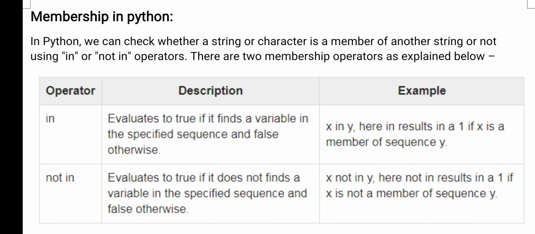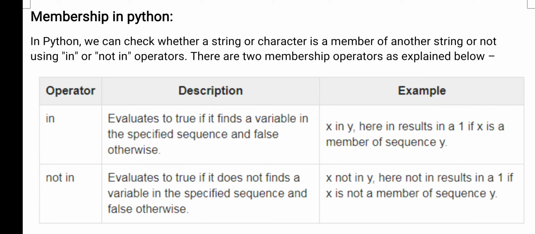So the first one is the membership function in Python. What is the use of this function? For example, I have one main string and one substring. I want to check whether the substring is there in the main string or not, meaning whether that substring exists in the main string. That is possible by using the membership operator in Python.